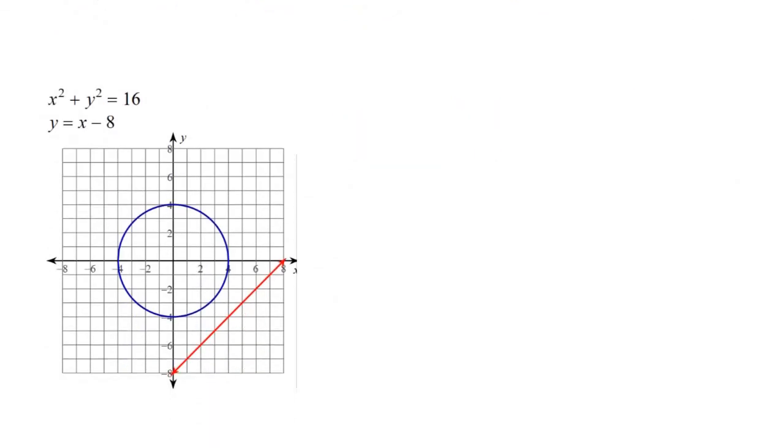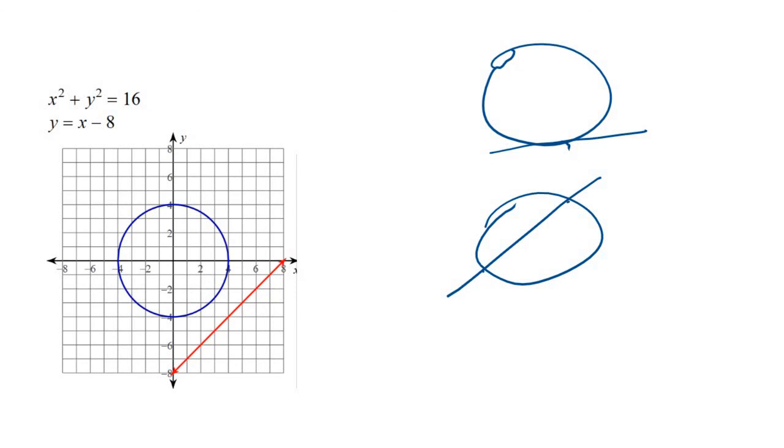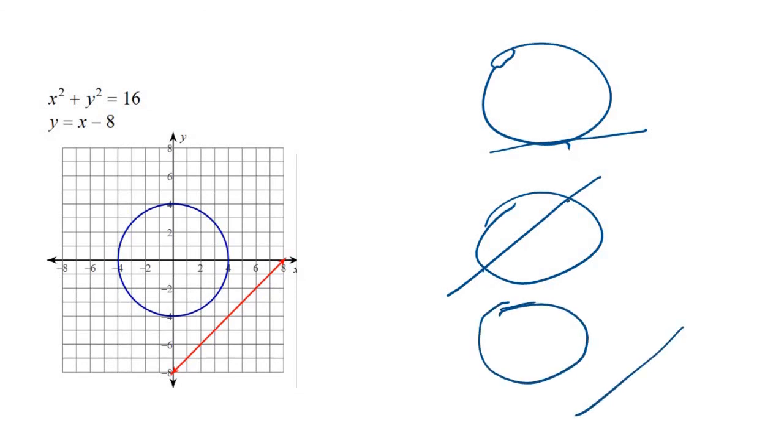So there you have it. A circle and a line can intersect in three ways: either one point of intersection, or 2 points of intersection, or no point of intersection. Those are the 3 possible ways in which a line can interact with a circle.